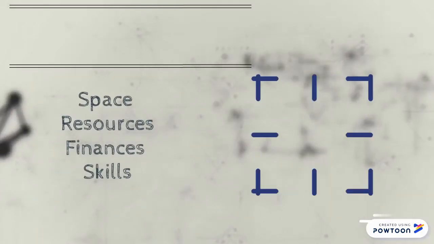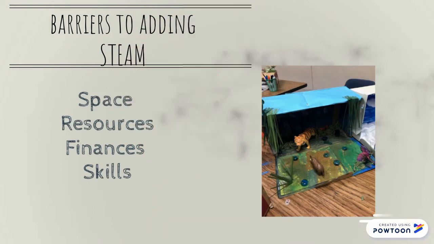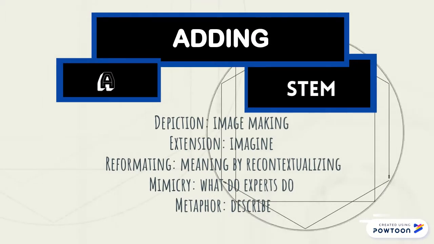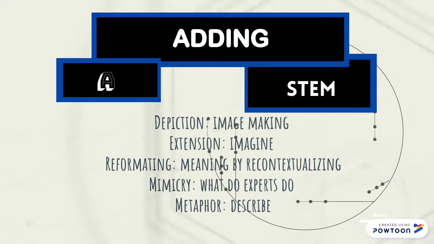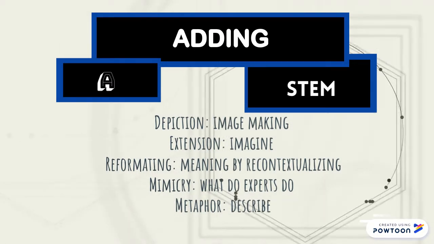Some of the barriers of adding STEAM to our classroom are space, resources, finances, and student skills. As mentioned in class, there's different ways of adding A to STEM: depiction, extension, reformatting, mimicry, and metaphor.